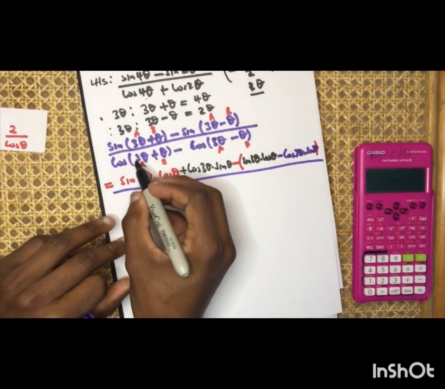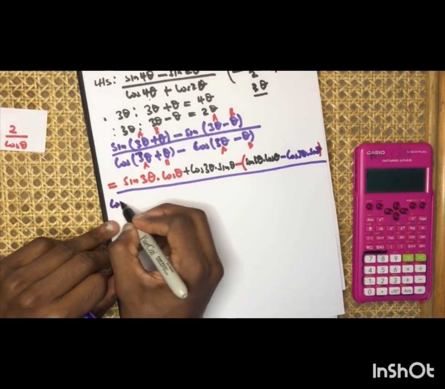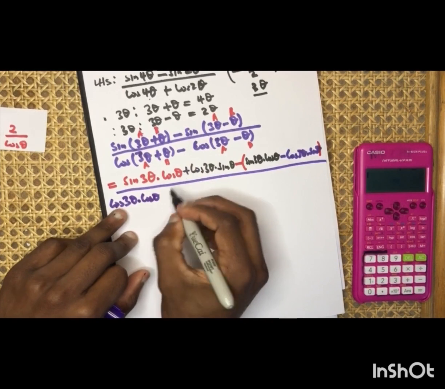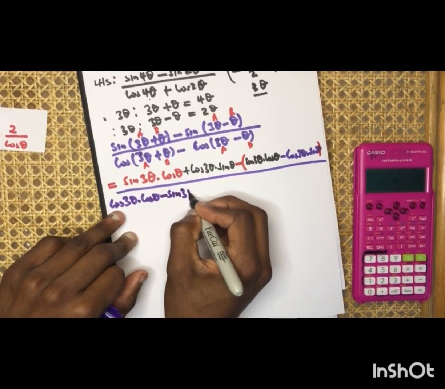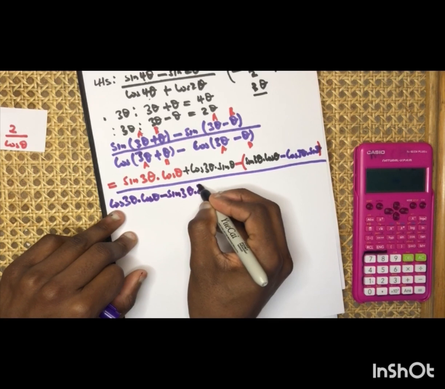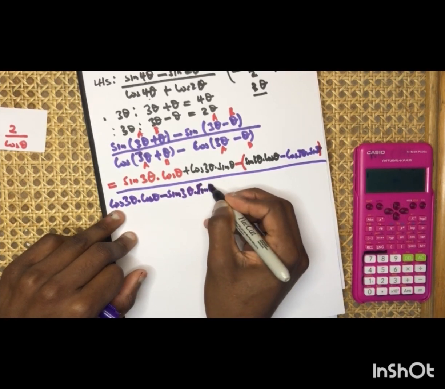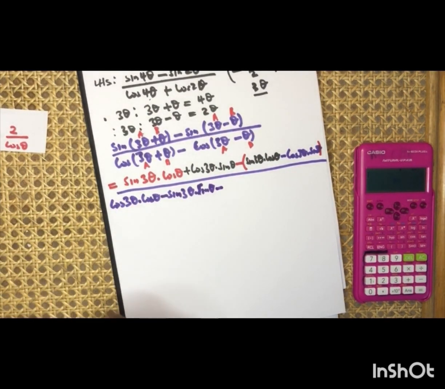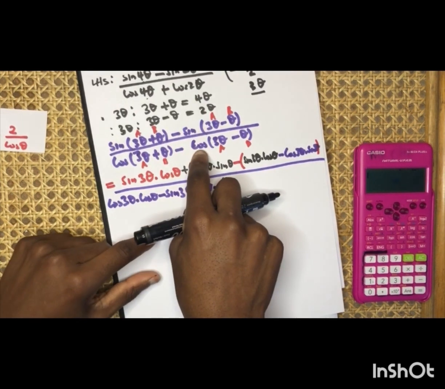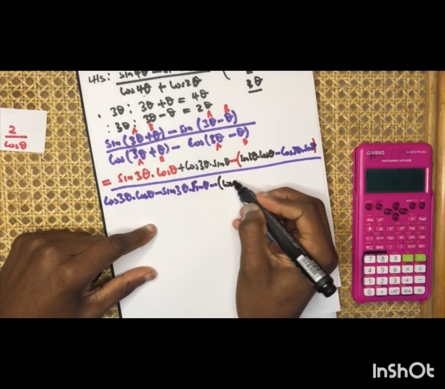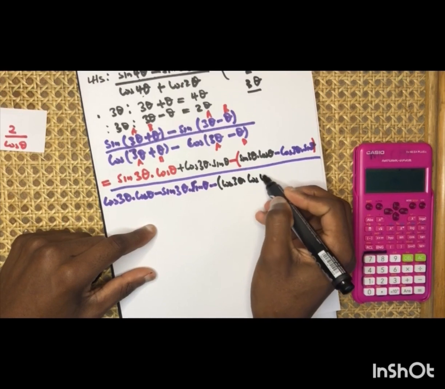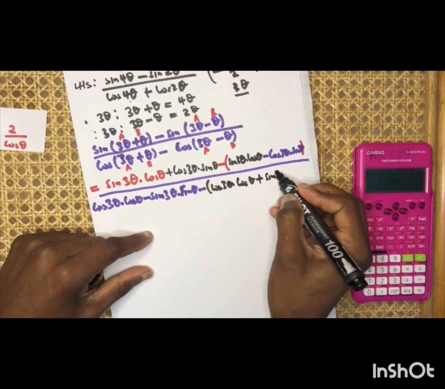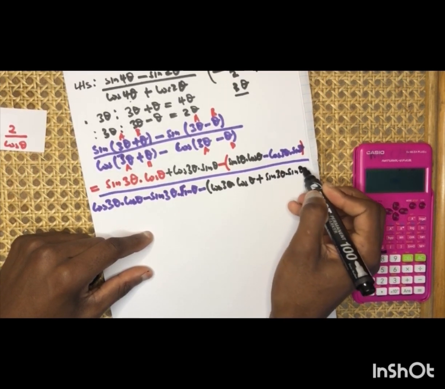So same thing here. The compound angle of cos is going to be cos 3 theta cos theta. Cos changes the sign, minus sine 3 theta sine theta. Then we're done. Then we have this sign minus. So to make life easy again, I'm going to open the brackets. Remember the compound angle of cos: cos 3 theta cos theta. Cos changes the sign, plus sine 3 theta sine theta.